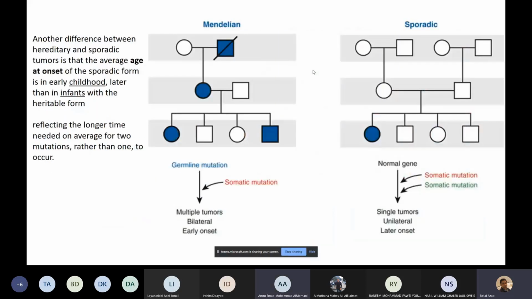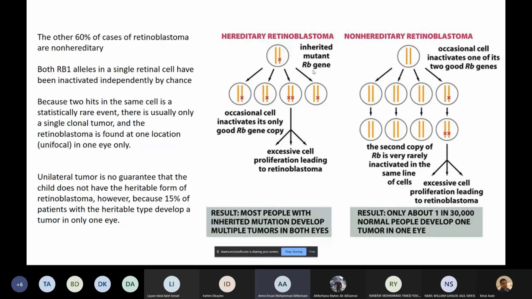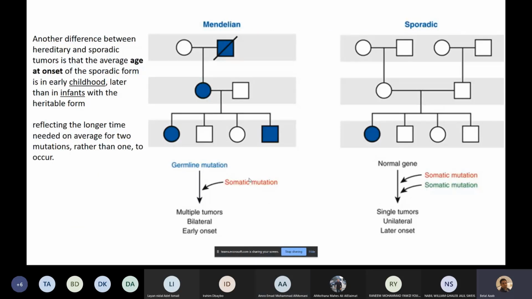Doctor, what is the difference between non-hereditary and hereditary in terms of unilateral or bilateral? Hereditary has an 85% chance of being bilateral, whereas the non-hereditary is unilateral. Also, we have multifocal formation in the hereditary form, while we don't have multifocal formation in the non-hereditary. The age of onset is another difference. The timeline to receive one somatic hit is shorter than the timeline needed to receive two random somatic hits in the same cell. Therefore, the age of onset in the hereditary form is during infancy, while in the sporadic form it is in early childhood. Okay, doctor, thanks. Makes sense, right?